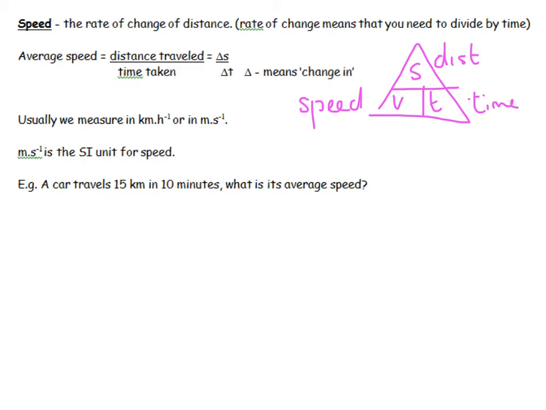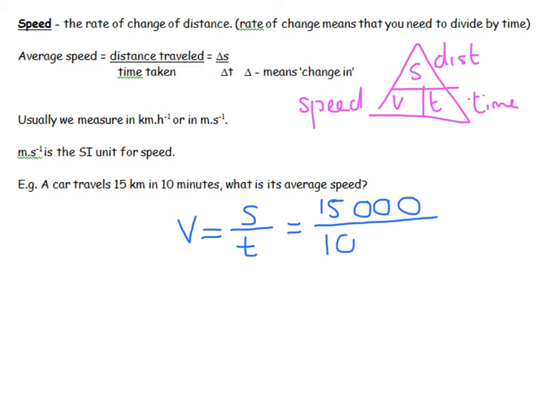So if I have got a car that is traveling 15 kilometers in 5 minutes, and I want to find out what the speed is, the speed will be the total distance divided by the total time. And I can then say it is 15,000 meters divided by 10 times 60 seconds. And we land up with 25 meters per second because I had my distance in meters and my time was in seconds.